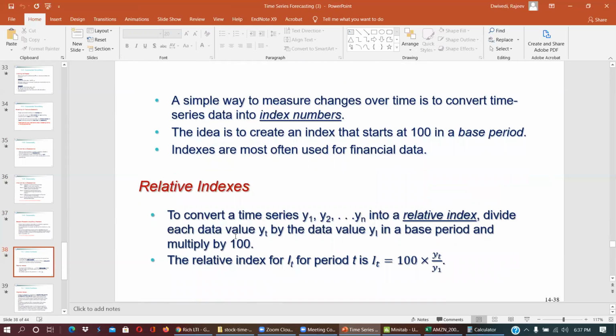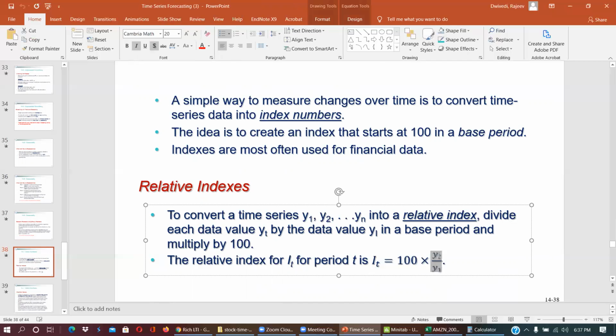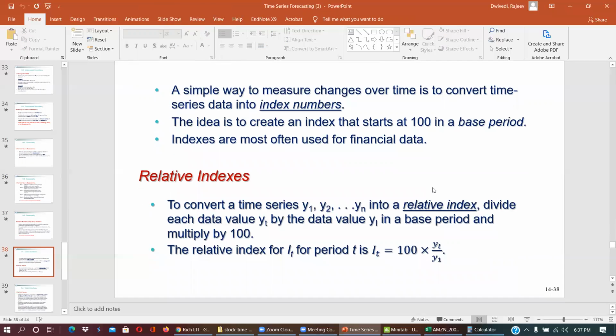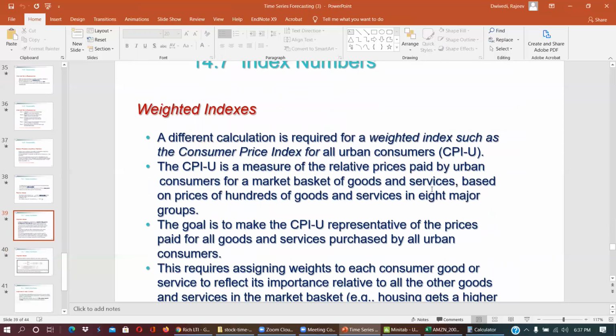So to convert a time series into a relative index, divide each data value by the data value y1 in the base period, multiplied by 100. So the relative index of yt for period T is 100 multiplied by, the very first day, what is the value and what is today's value? And then, for example, the Dow Jones, that is a weighted index. What is a weighted index?